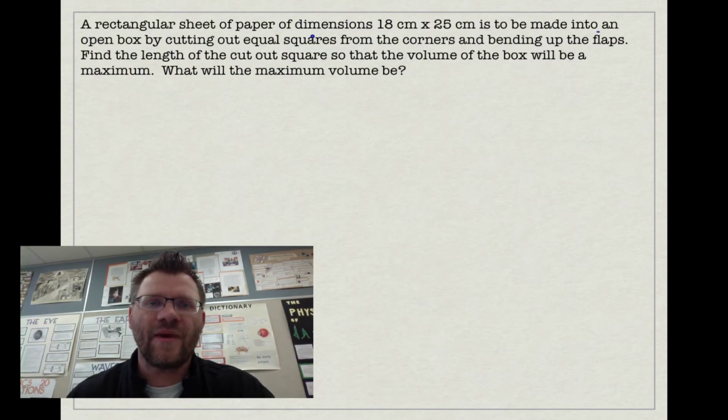So a rectangular sheet of paper of dimensions 18 centimeters by 25 centimeters is to be made into an open box by cutting out equal squares from the corners and bending up the flaps. Find the length of the cutout squares so that the volume of the box will be a maximum. And what will the maximum volume be?